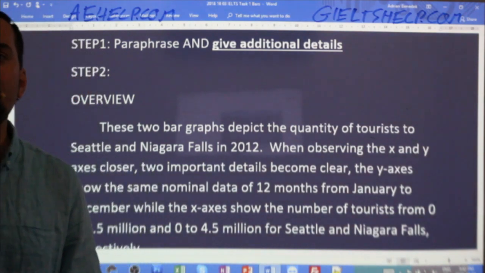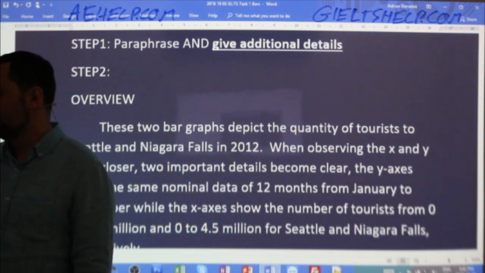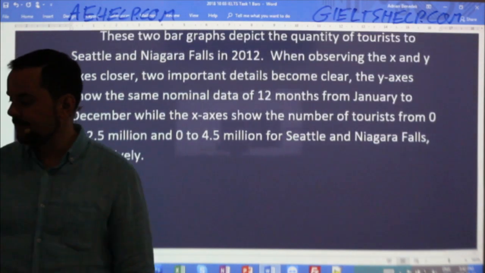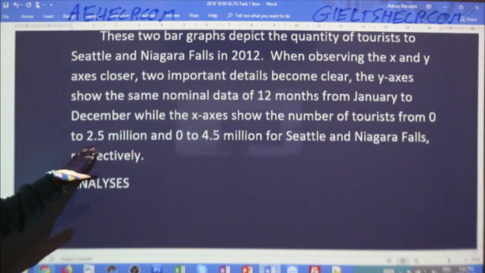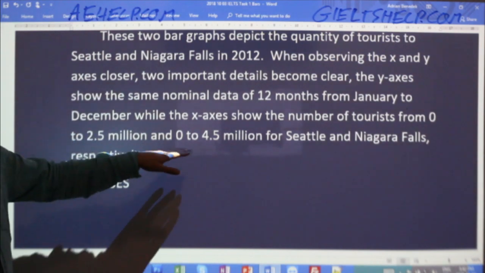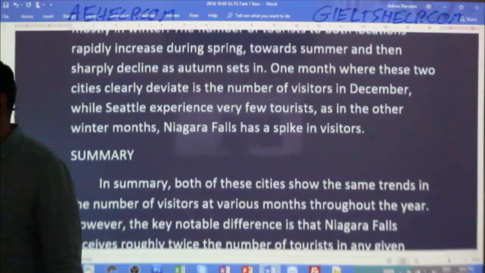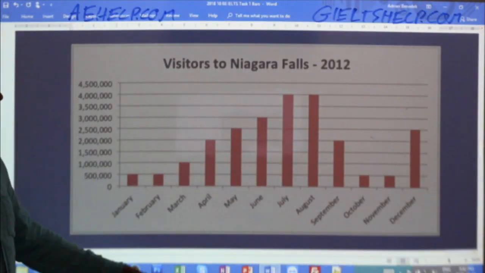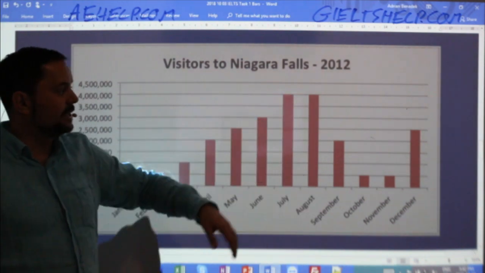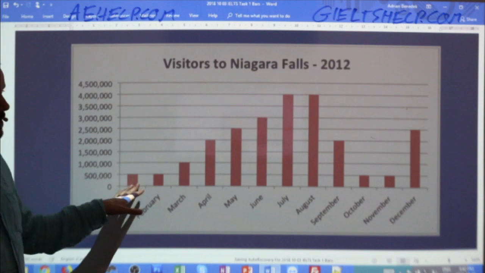Mahesh Bakhdari says, sir, why are you not using the data? I'm using it a little bit. So you can see here in the overview, I do say that there's 12 months. I do give a quick snapshot that the tourists range from 0 to 2.5 million and 4.5 million. You might, if you're really good, include a little bit of data on these here. Highest is 4 million. Lowest is 500,000.